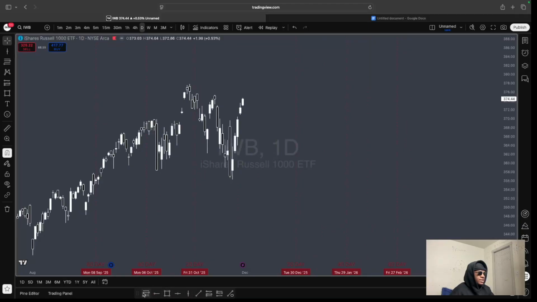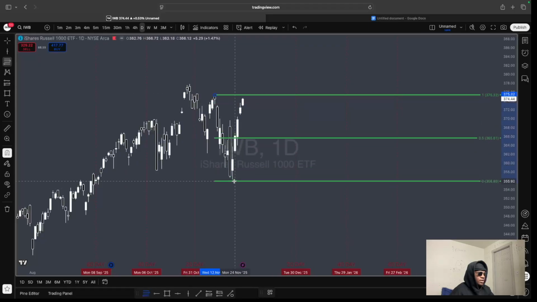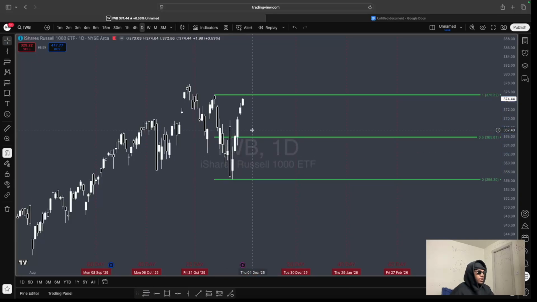What is the dealing range? We see this swing high got taken out, and this swing high got created above it. This swing low got taken out, and this swing low got created below it.